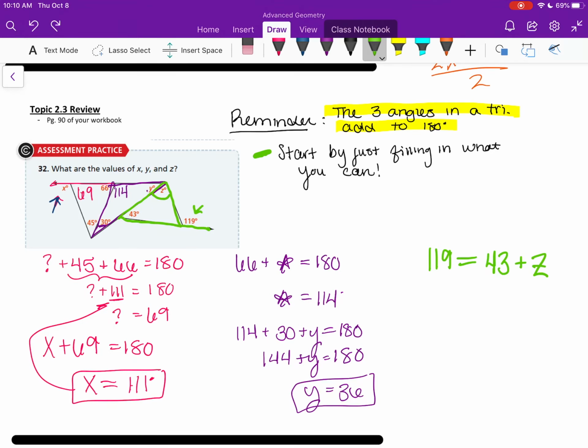I'm going to undo those lines. But they should add to equal 119. So if I do 119 minus 43, I get my answer of 76. So z has to equal 76 degrees. And section 2.3 is all about using this knowledge to find missing pieces.